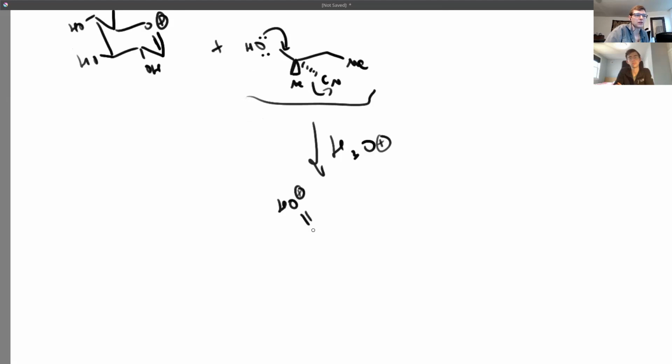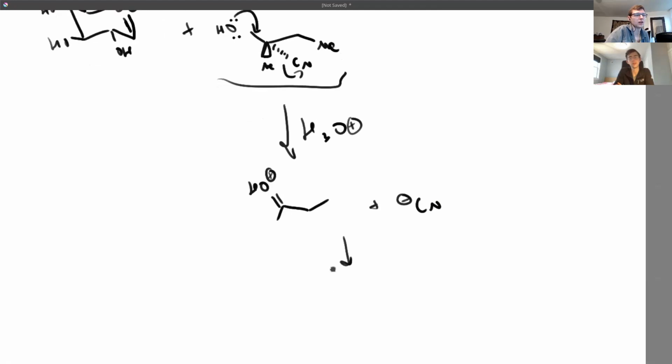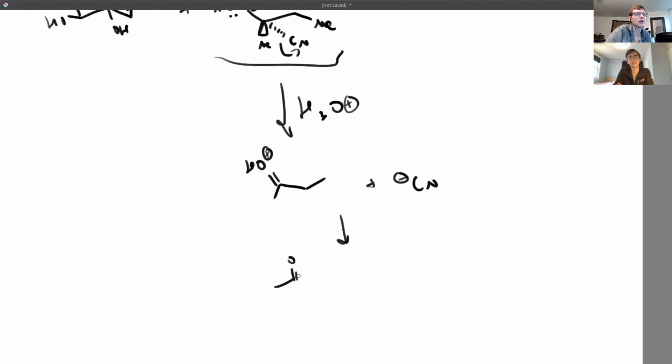And so we'll have this methyl and then this, right? And then plus a CN minus, right? HCN. And you would deprotonate it, right? Yeah. Okay, this is toxic, right?